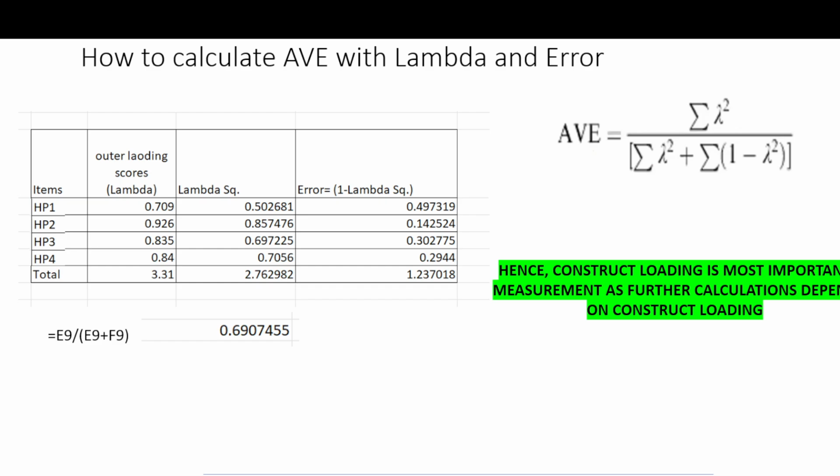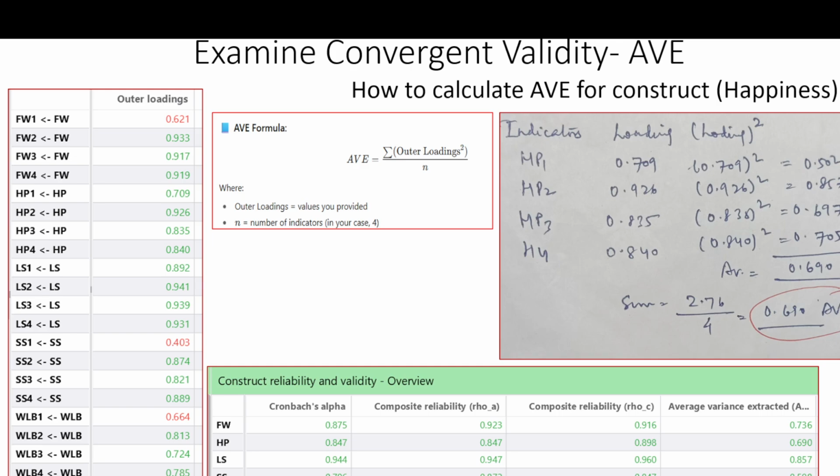Now the very important point is that the construct loading is the most important measurement, as the further calculations depend on the construct loading. So in this video we have discussed convergent validity with the help of AVE.